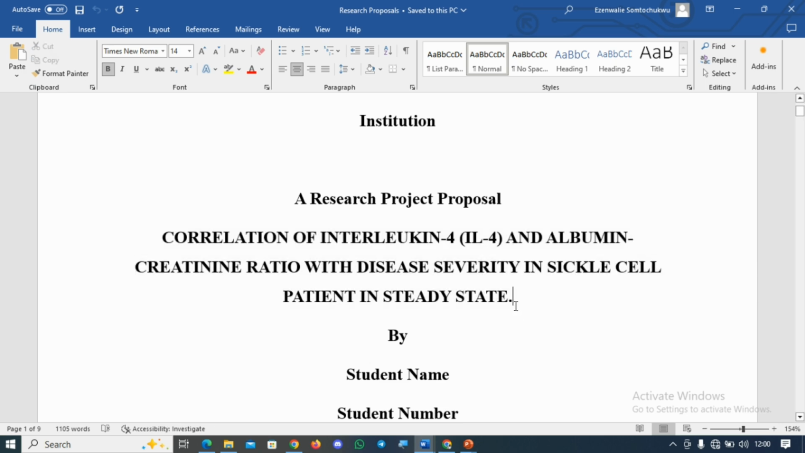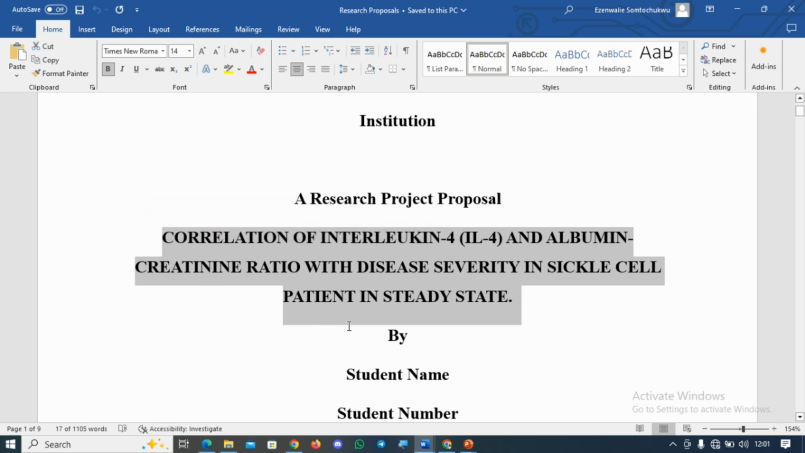But when you're crafting your topic, don't be too strict on yourself, because your topic can be changed by your supervisor. But first of all, find a topic and structure it very well, and then even if they change it later, that's still fine. But make sure the structure of your topic is actually very straightforward and very specific. For example: Correlation of interleukin and albumin creatinine ratio with disease severity in sickle cell subjects in a steady state. Now this is a very straightforward correlation topic.